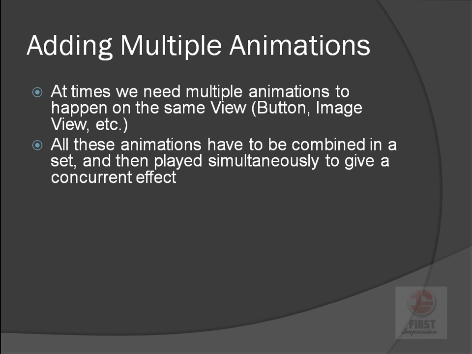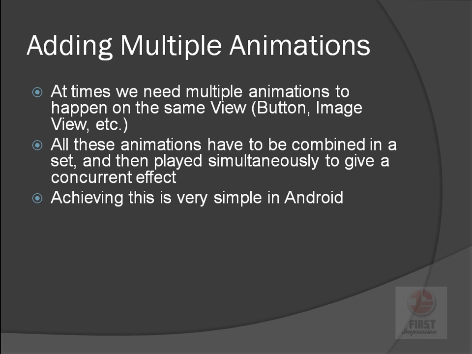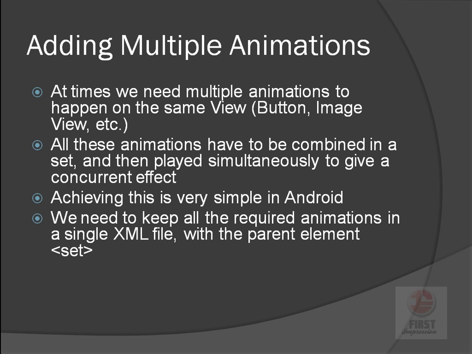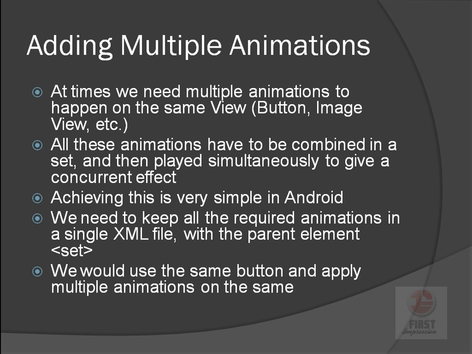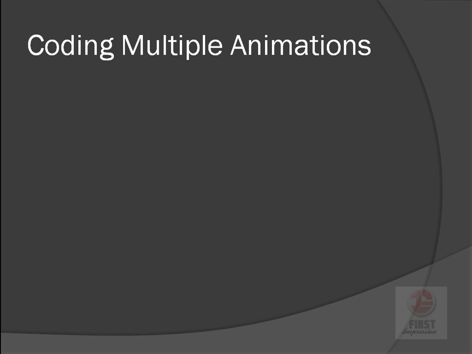At times we need to have multiple animations to happen on the same view. All these animations have to be combined in a set and then played simultaneously to give a concurrent effect. Achieving this is very easy in Android. For this, we have to keep the base element of the XML file to set. So we would use the same button and apply multiple animations on the button itself. We'll add the following code to the Tween Animation XML file. We'll have the set as the base element because our animation is a set of multiple animations, so we'll keep it set.